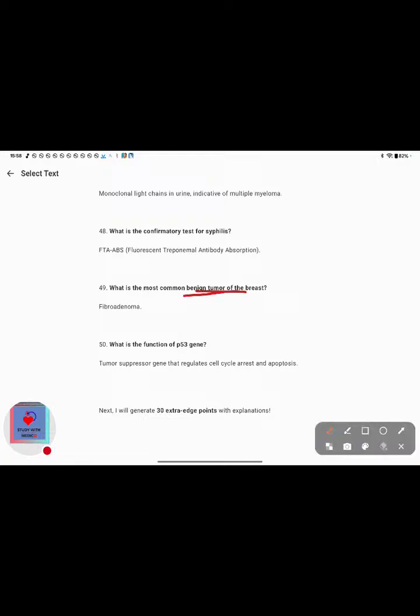What is the most common benign tumor of the breast? The benign tumor of the breast is fibroadenoma. What is the function of the P53 gene? P53 gene is the guardian of the cell. It is the tumor suppressor gene that suppresses tumors and regulates the cell cycle.